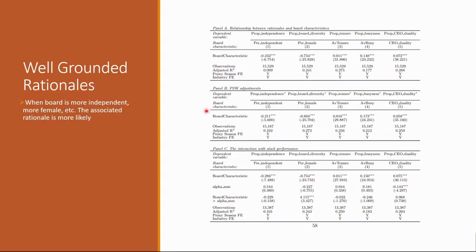And then they do a propensity score adjustment here. I mean, there are no real changes. They do look at stock market performance, but nothing really is happening besides maybe some action with the board diversity. Otherwise, interacting board characteristic with the alpha of the company, the abnormal return, nothing's really changing.